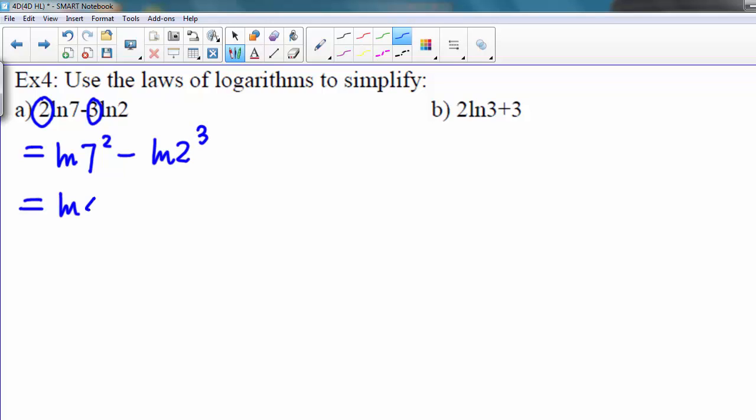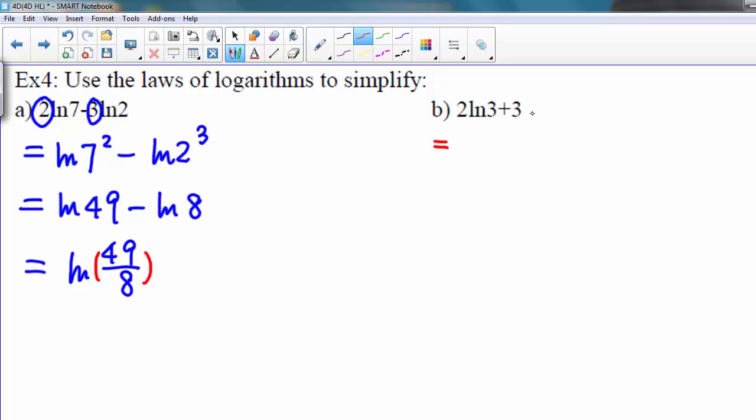7 squared is 49. 2 cubed is 8. What's the minus between them? So this is the quotient law. So ln 49 over 8. You can put in a pair of brackets to show the entire argument.